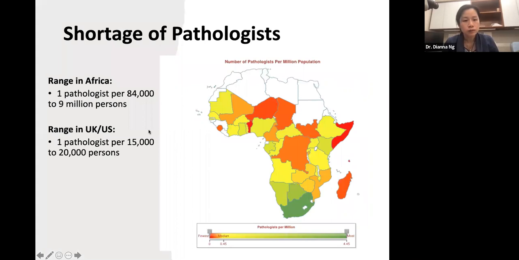Okay, so this is just a graphical image of the clear shortage of pathologists in sub-Saharan Africa. Here you can see Tanzania, at least in the range of sub-Saharan Africa, is somewhere in the middle. South Africa is doing a lot better than the majority of sub-Saharan Africa, but there clearly is just not enough.